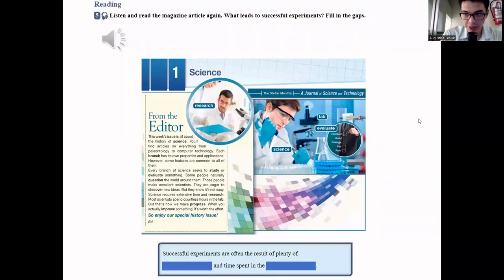All right, so here are the answers. Successful experiments are often the result of plenty of research and time spent in the lab. So according to the audio and this passage, successful experiments are often the result of plenty of research and time spent in the lab. All right, so that's the first part.